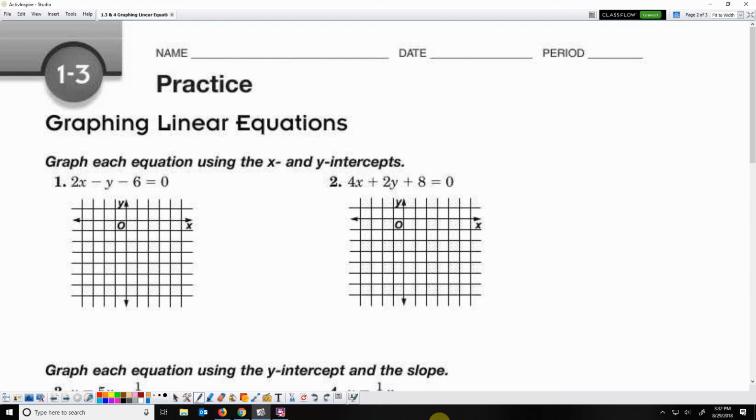Today we're talking about graphing linear equations. So we're going to see a few different ways to graph. So first, we are going to graph using the x and y intercepts.